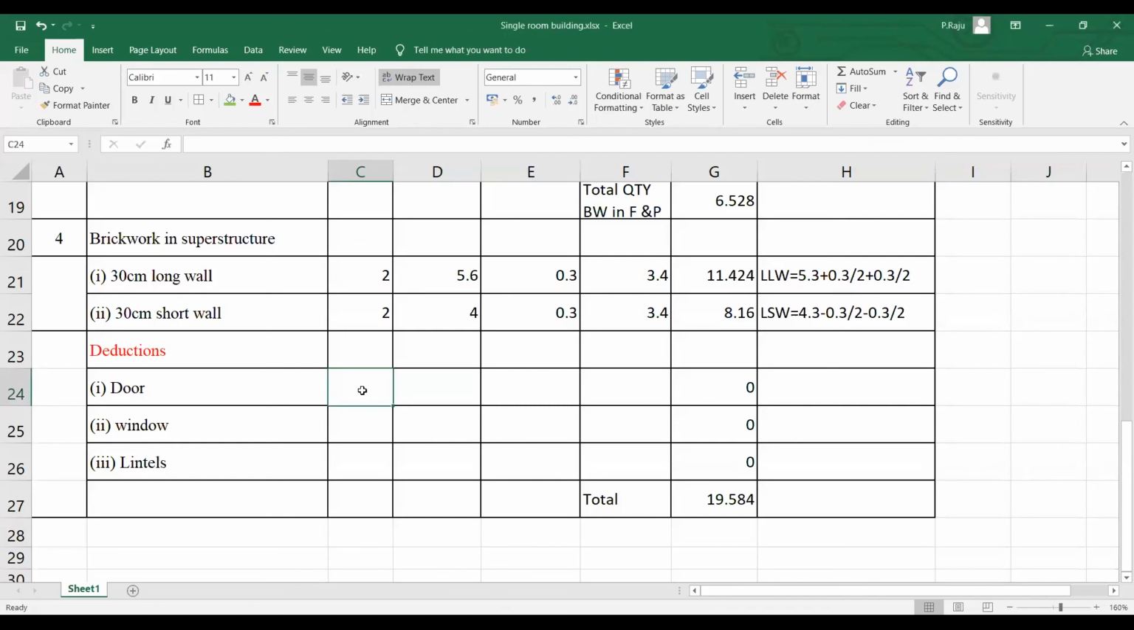So doors are one number, windows are one number. I will come to the lintel part. So door is 1. What is the dimension? I have given already. 1.2 by height is 2.1. You write like this, 1.2 by 2.1, and the thickness here is actually given as 0.3.